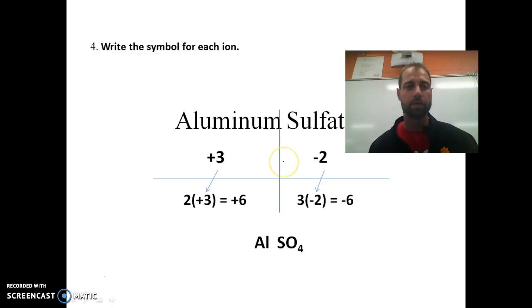Next, we write the symbol for each ion. The symbol for aluminum is Al. The symbol for sulfate is SO4. This is a clique. It always has to stay together. The clique never separates.